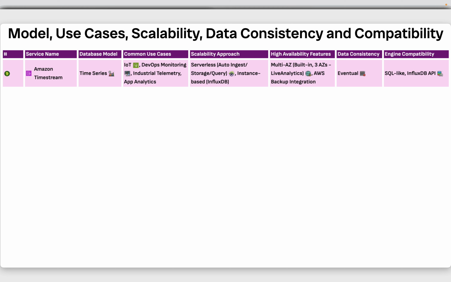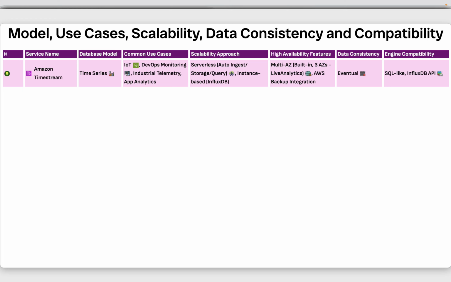Next one is Amazon Timestream, which is a time series database model. Common use cases, IoT, DevOps monitoring, industrial telemetry, and app analytics. Scalability approach, serverless, and it has some auto ingest and storage and query mode. So these are the features for serverless. You have an instance based model also available, which will be using InfluxDB. There is a technology or a software, so that will be only for InfluxDB. It's instance based.